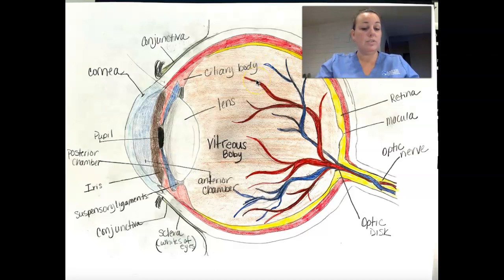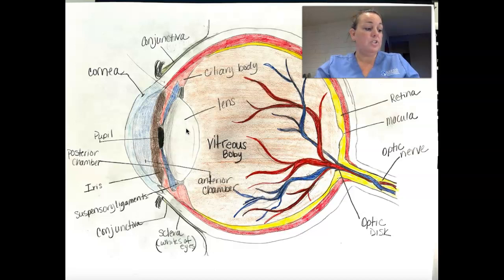Some internal structures of the eye. The lens, which is also called the crystalline lens, is a transparent biconvex structure located behind the iris. The primary function of the lens is to change shape to alter the focal distance of the eye. It works with the cornea to refract and bend light.